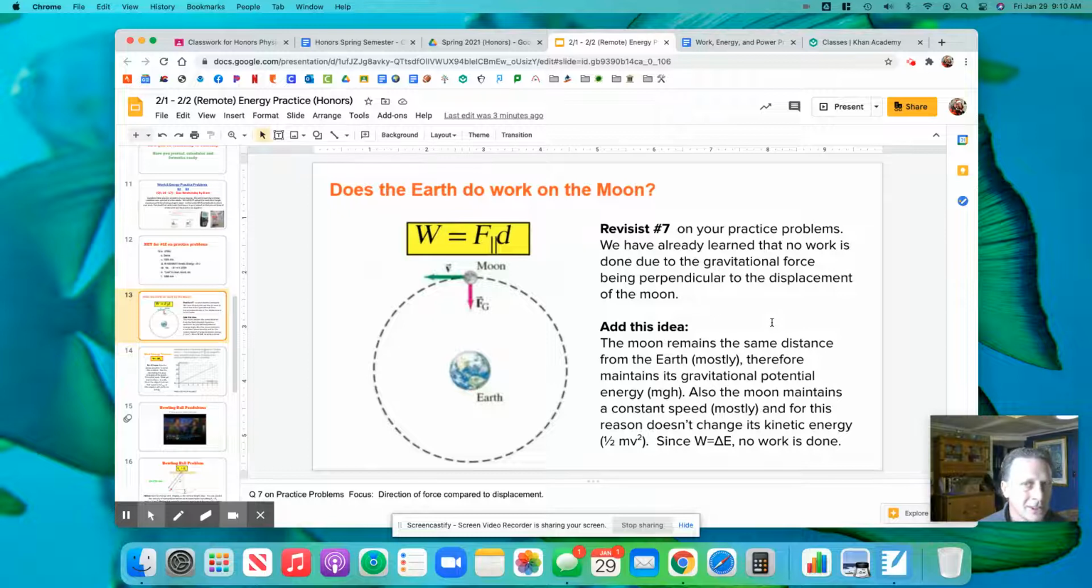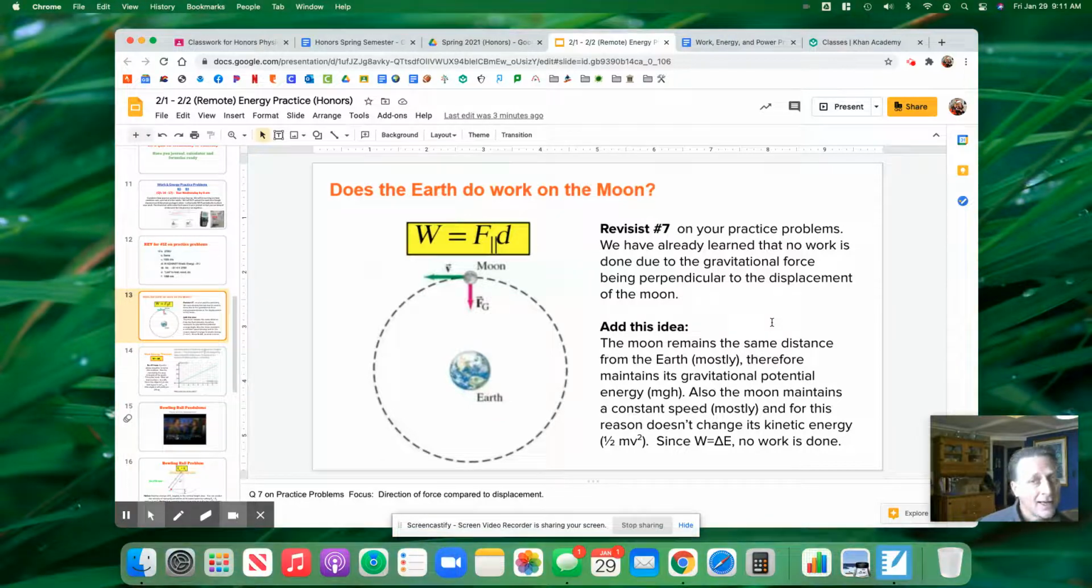Therefore, the gravitational potential energy, which is based on mgh, is not changing. And so in that sense, you would say that it is not gaining or losing energy. Therefore, it's not doing work that way. The same thing can be said for kinetic energy. There is a constant speed as it goes around, and because of that constant speed, it's not gaining or losing kinetic energy. So from that perspective, you could also say that it's not doing work. Okay, so you could add those.